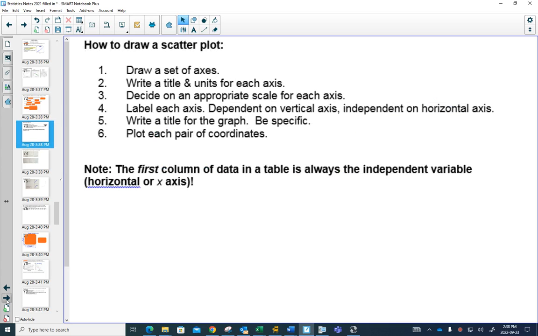How to draw a scatter plot, pretty straightforward. You set up your axes. You write a title and units. When we choose our units, we choose an appropriate scale, okay? So you can't be changing, like go by 10s, then go by 2s, then go by 20s. Your scale goes the same all the way through.